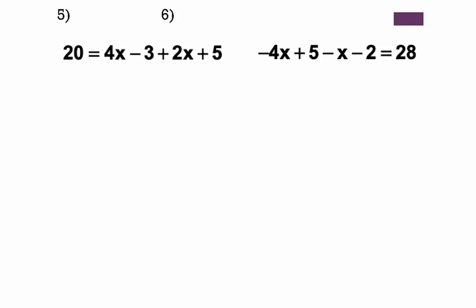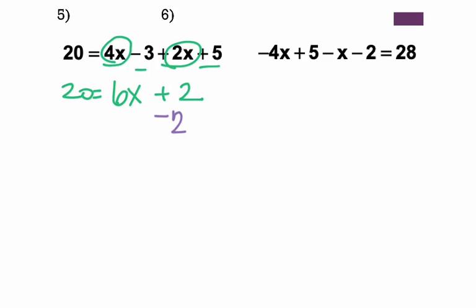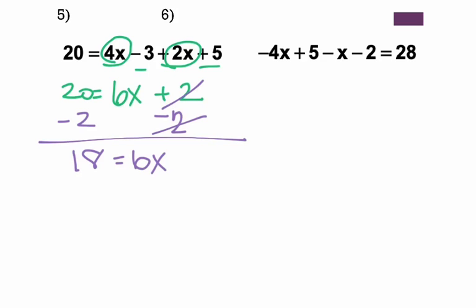So 4x and 2x is 6x. Negative 3 plus 5 is 2 equals 20. Got to get rid of the numerical value, so subtracting 2 from both sides. 20 minus 2 is 18 equals 6x. Opposite of multiplying is dividing. So we have x is equal to 3.